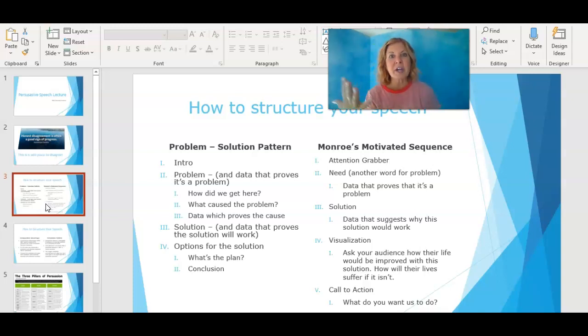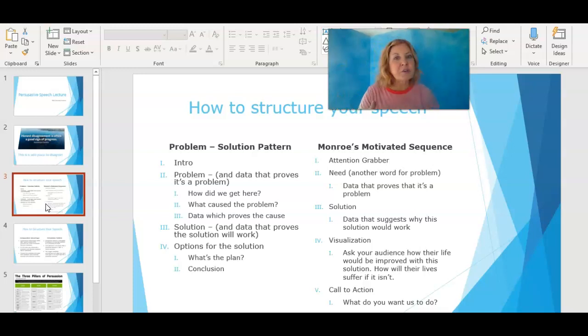You want your audience to feel an emotional connection to what you're talking about, and the visualization piece is to allow your audience to see themselves as part of the solution, or see themselves as the problem, or see what happens if they don't get fired up and go do something about it. That's what this organizational pattern is all about. And then there's a call to action. What do you want us to do? You want us to meet at your house and make posters? Go downtown and picket?